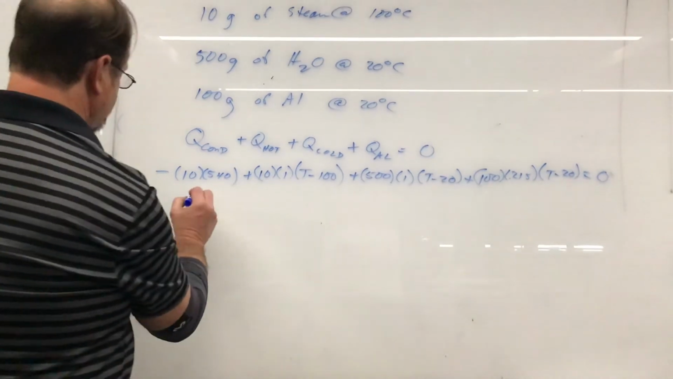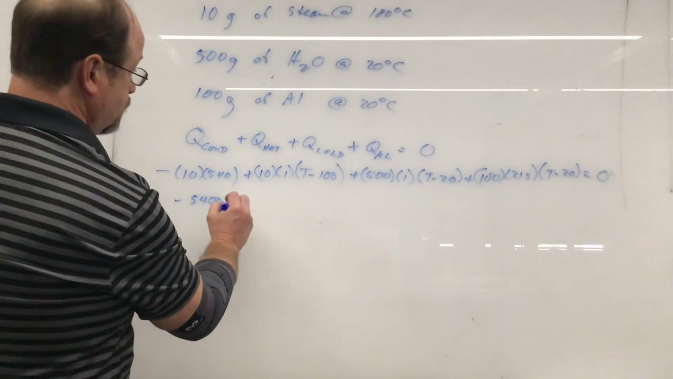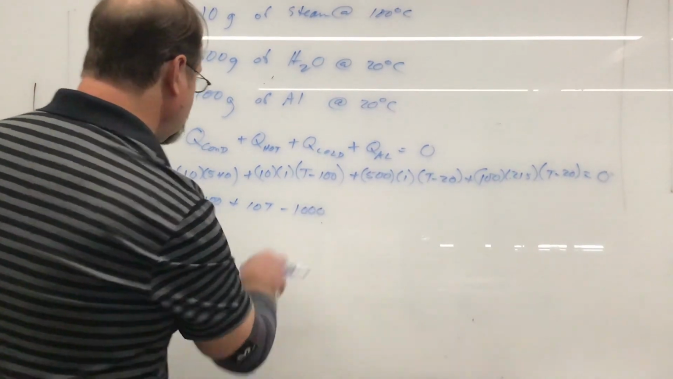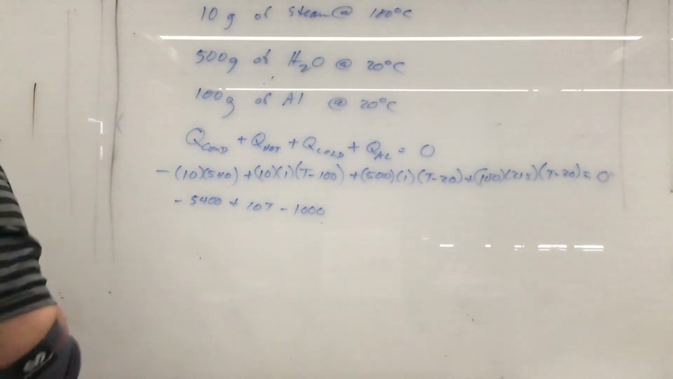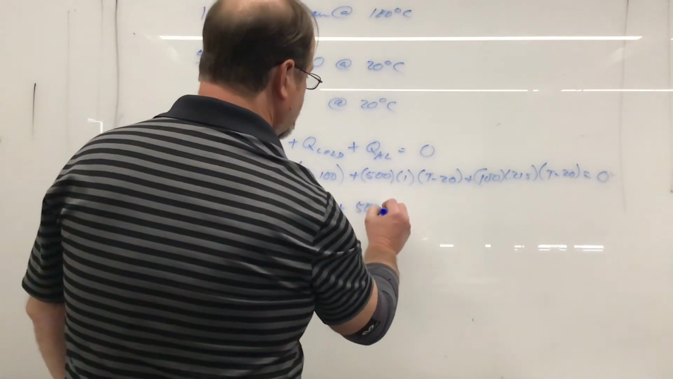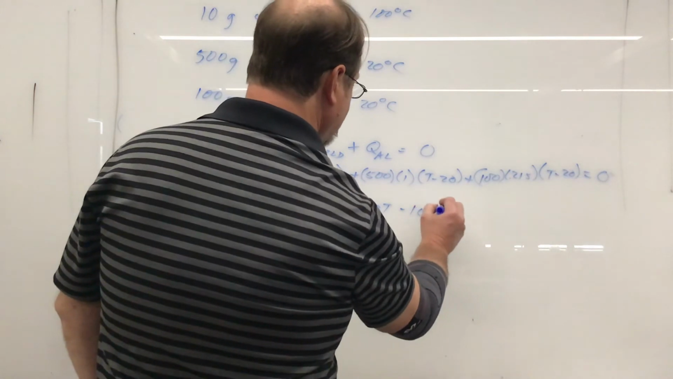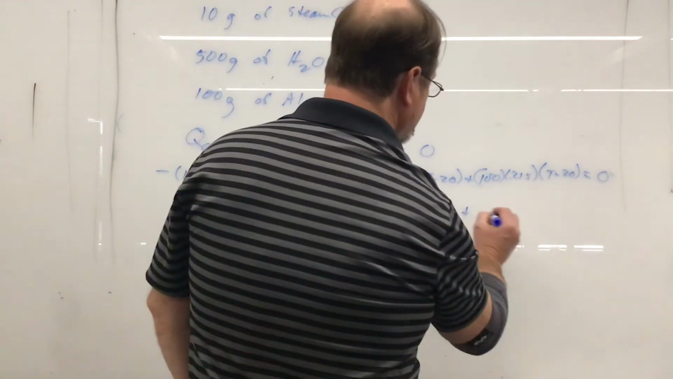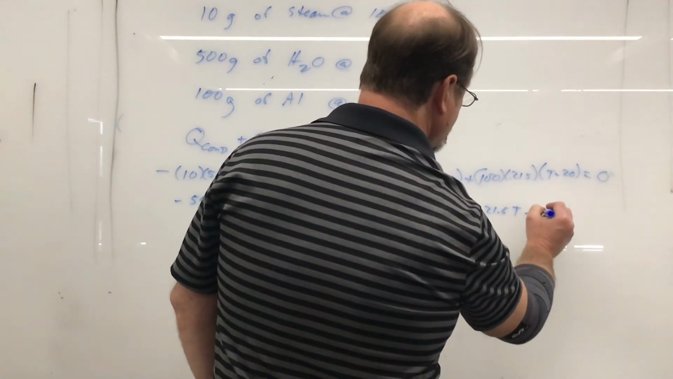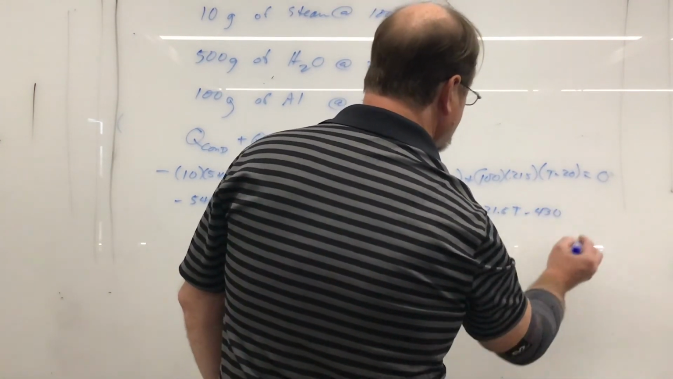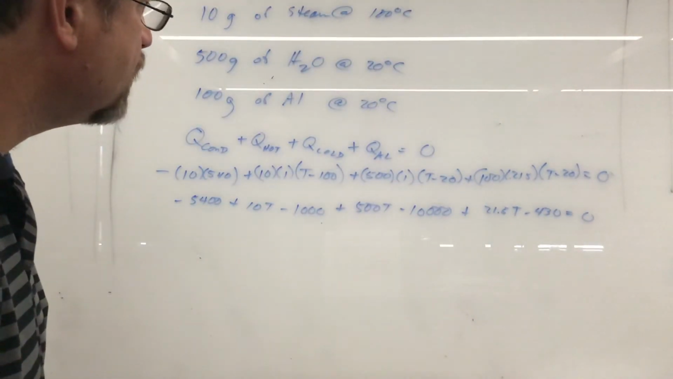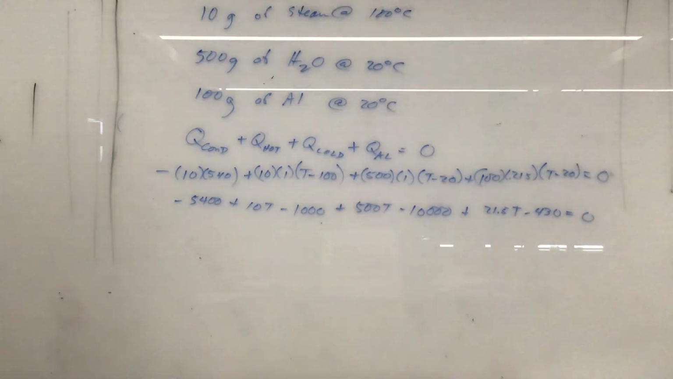So, that's what I get out of the steam. Those are the steam terms and the hot water terms. 500 T minus 10,000. And over here, 21.5 T minus 430. I'll check that. 2 times that is 43. Yeah. Okay, so that's what I get.